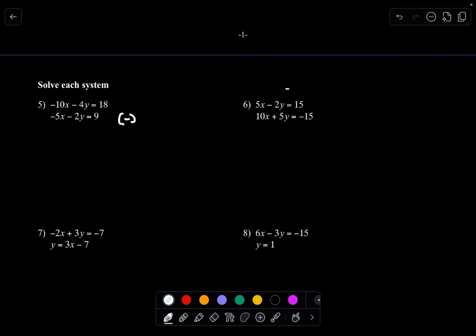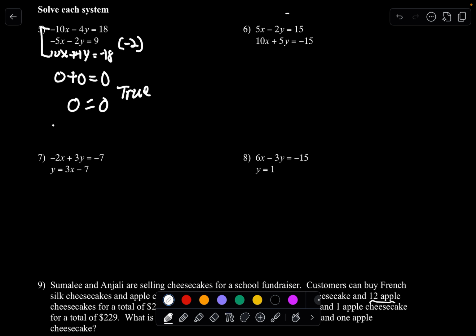So, here we go. If I didn't notice that, I would multiply the bottom equation by -2 so that you get positive 10x plus 4y equals -18. And then we just add the top and bottom together, and you get 0 plus 0 equals 0, or the famous 0 equals 0. That's true. There's no variables. All the variables got wiped out, and you're left with a true statement. This is many solutions.